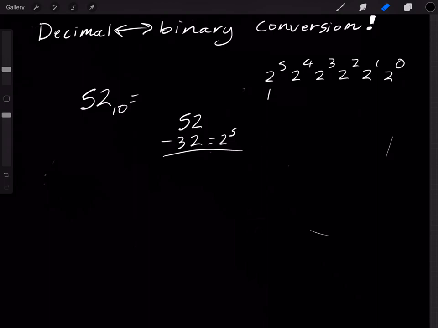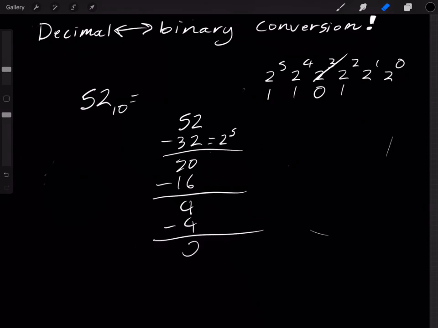52 minus 32 is going to be 20. And 2 to the 4th is 16. You know 16 can go into 20, so you subtract 16, put a 1 there. 20 minus 16 is 4. 2 to the 3rd is 8. 8 does not go into 4, so that is a 0. That doesn't work. You know 2 to the 2 is 4. 4 goes into 4, so you can subtract a 4 and put a 1 right there.